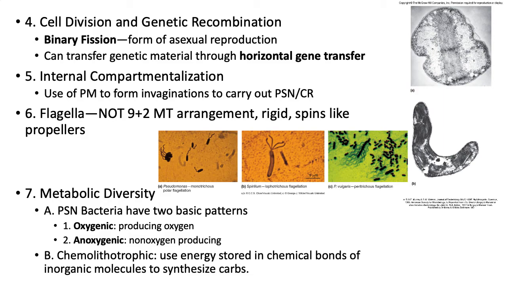Some other characteristics of prokaryotes: they reproduce asexually through binary fission. So there's no sexual reproduction, but they can mix up their genomes through genetic recombination, and that is through horizontal gene transfer, which was discussed towards the end of our evolution chapter, the transfer of genes from one species to another, or from different prokaryotes to other prokaryotes.